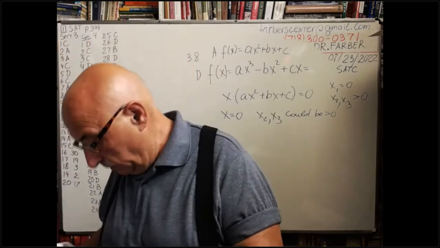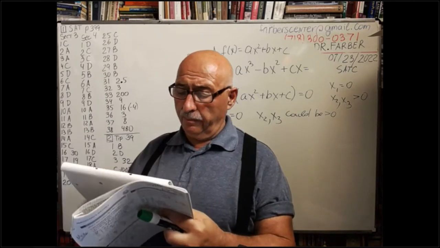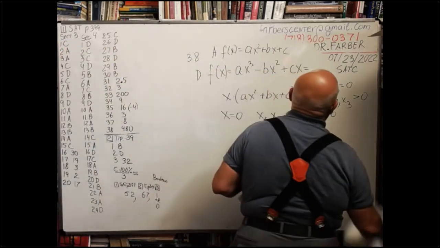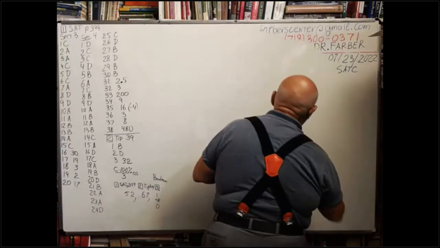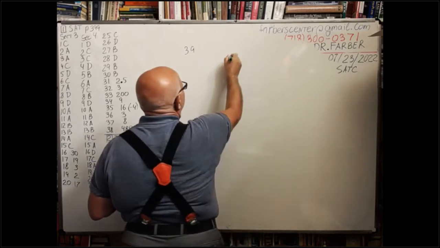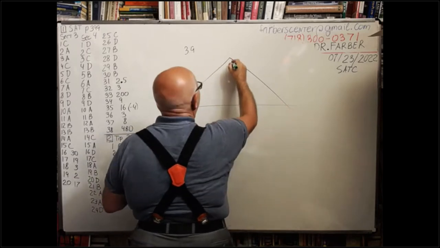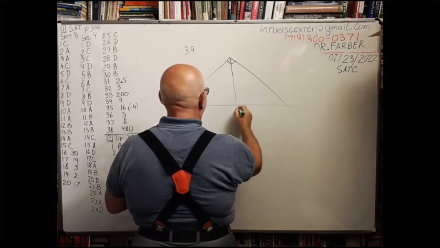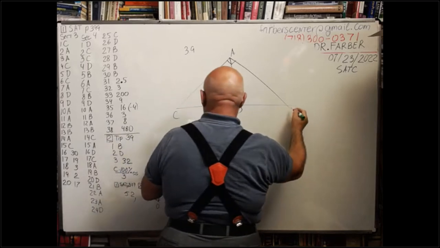3-9. How many students we have here? Good. Let me make a picture. The picture is... degrees. D, C, A, and B.